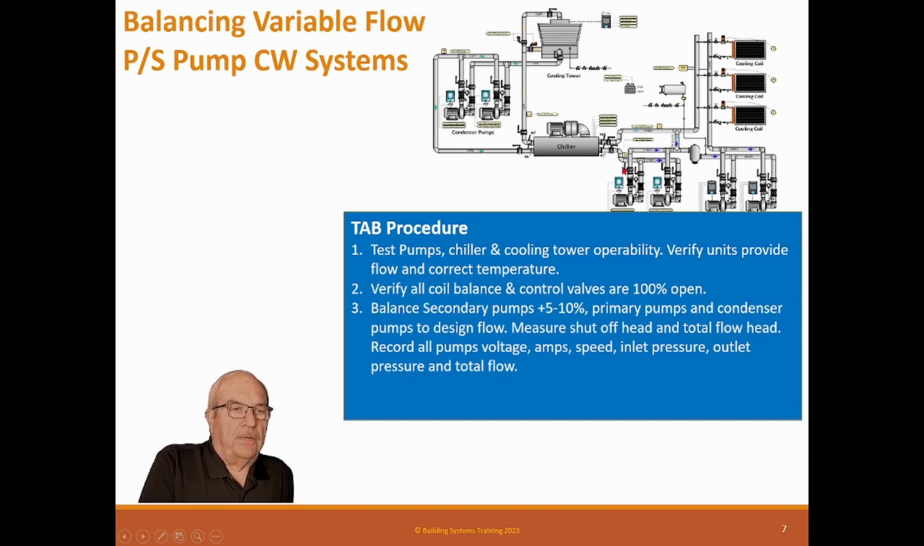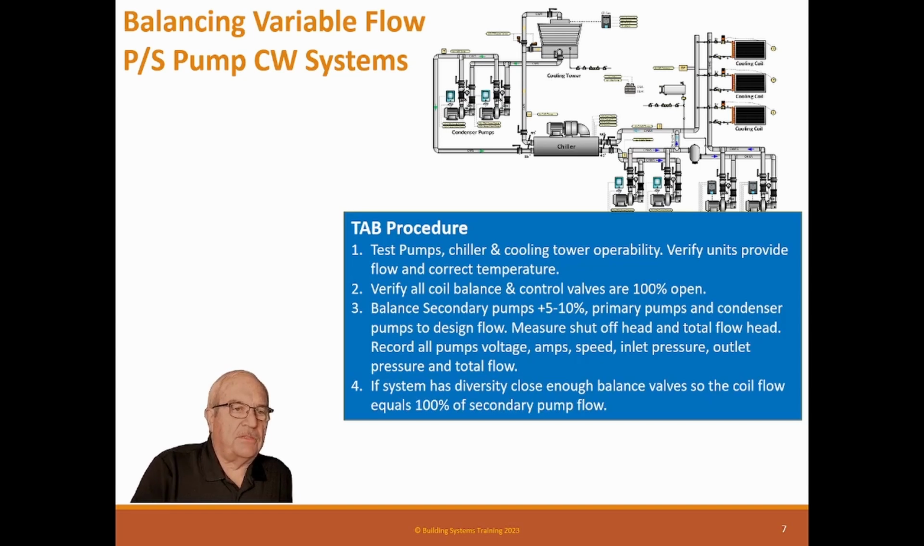Balance the secondary pumps to slightly overflow, 5 to 10% overflow. Primary pumps and condenser pumps to design flow. Measure the shutoff head and total flow head. Record all pump voltages, amps, speed, and pressure, outlet pressure, and total flow. So once you've got that, now if the system has diversity, so you've added up all the valves, and if it has diversity, then you're going to close some of these valves around the system to make sure that your field flow matches the secondary pump flow.